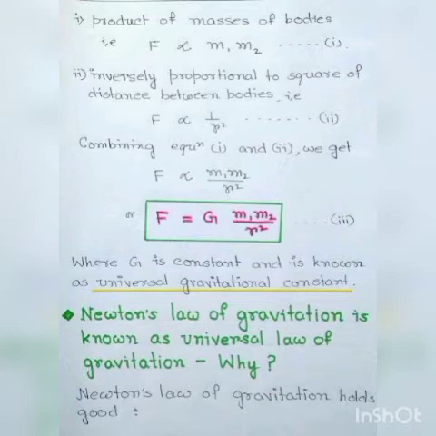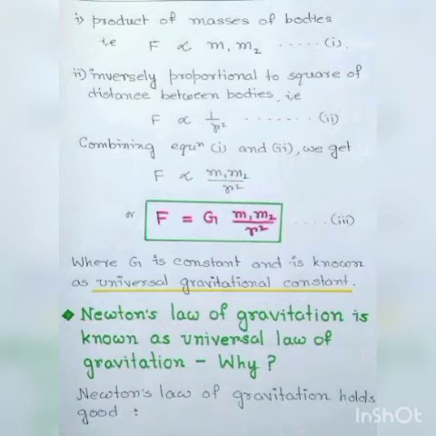So this is the mathematical expression for the gravitational attraction between two masses m1 and m2, which are separated by a distance r, and where capital G is a constant known as the universal gravitational constant. This constant is very important. Later we will discuss more about capital G.